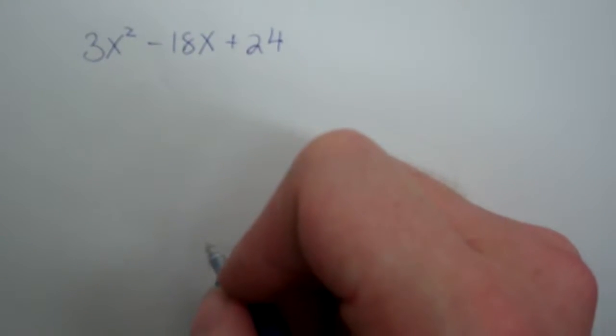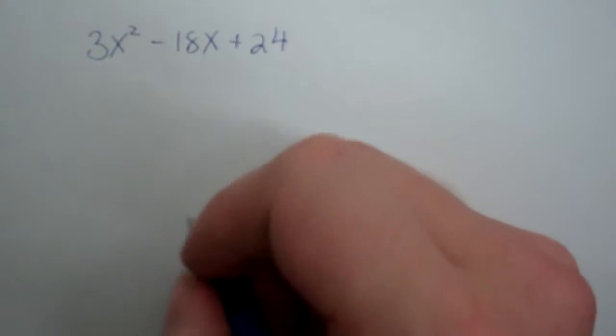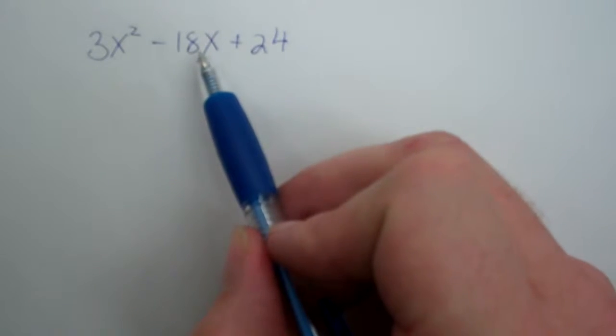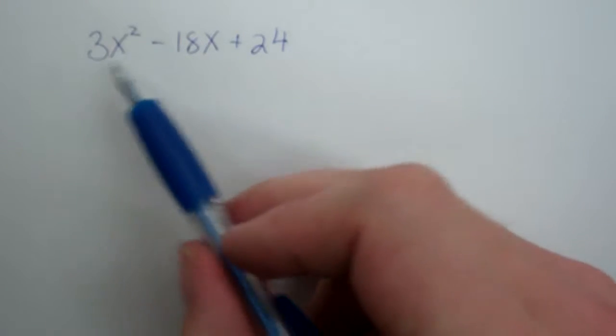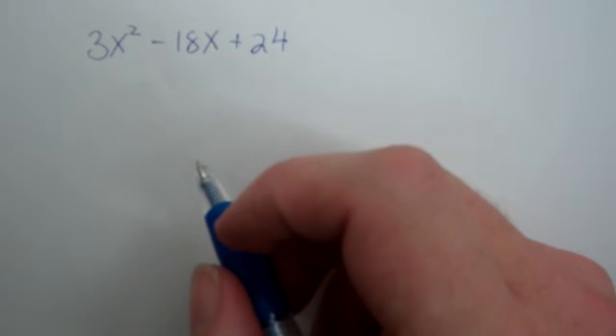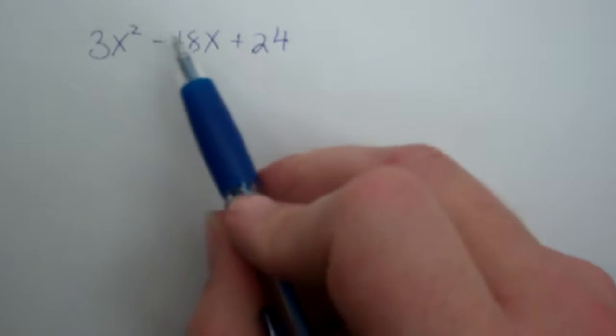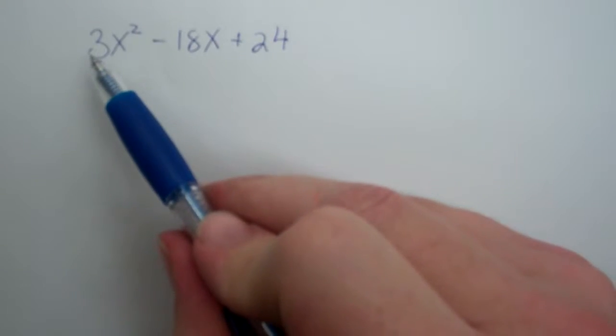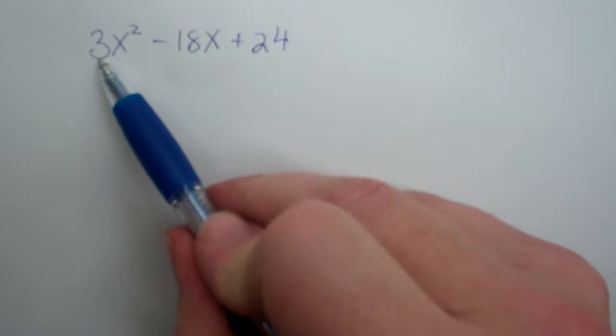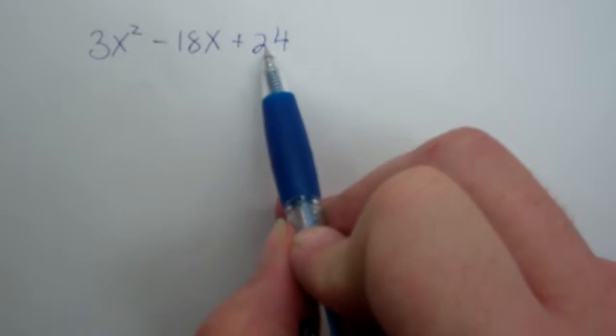Here is another example in our quick review of factoring. We have 3x squared minus 18x plus 24. We always look to see if we can find a greatest common factor to pull out. Well, it looks like the greatest common factor will be a 3, because a 3 is the largest number that divides into a 3, a negative 18, and a 24.